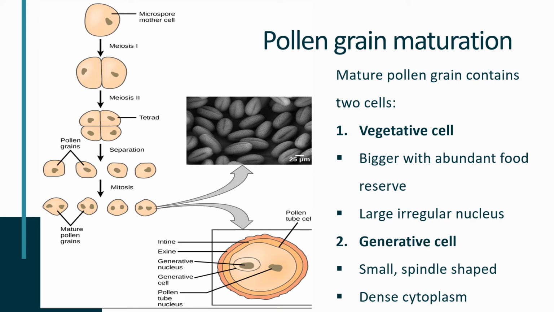Generative nucleus is supposed to divide into two male gametes through mitosis. Once there is formation of two male gametes, the resultant structure is known as three-celled stage. So in 40% of the angiosperms, the release of pollen grain is in three-celled stage.